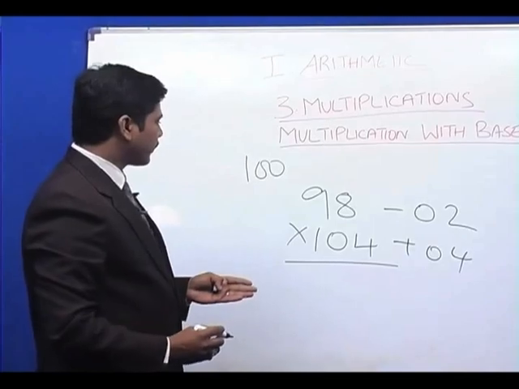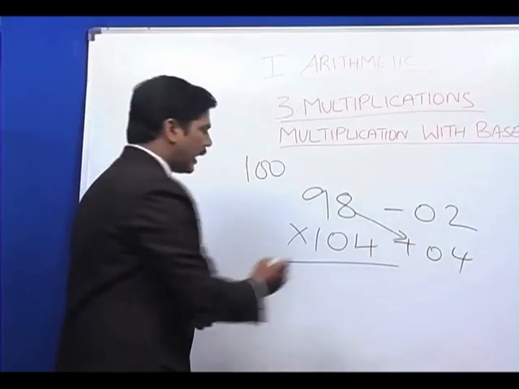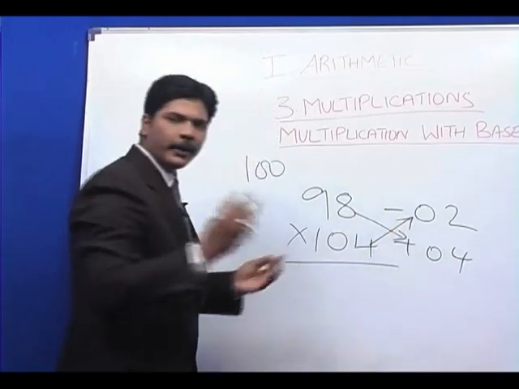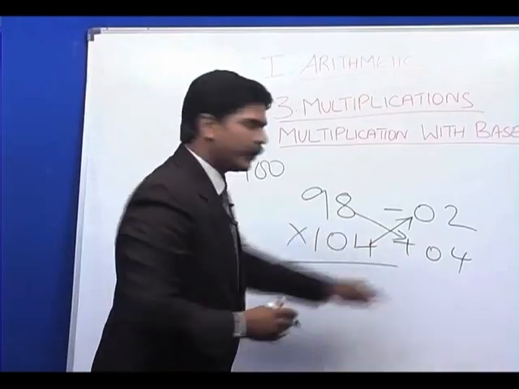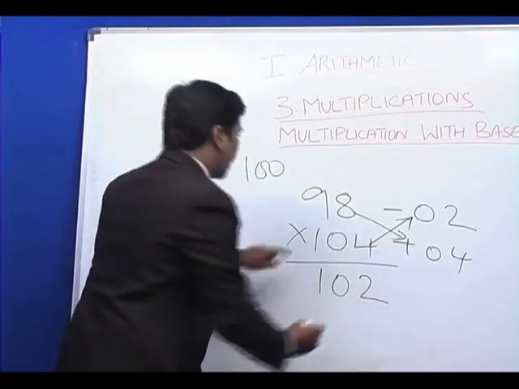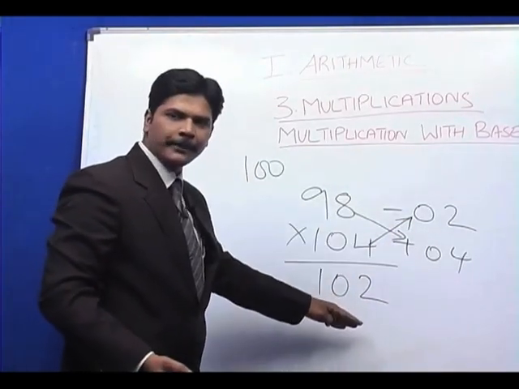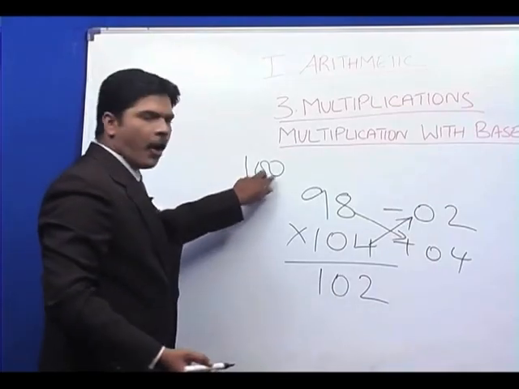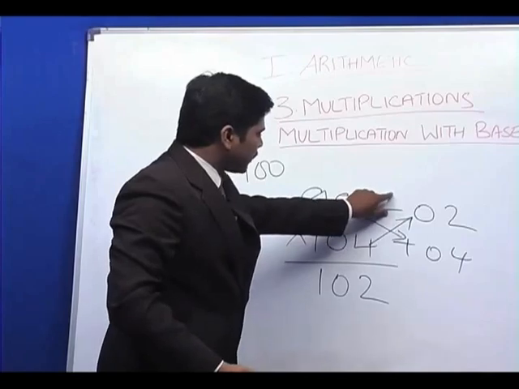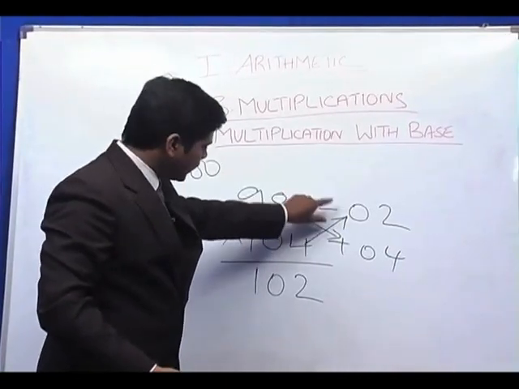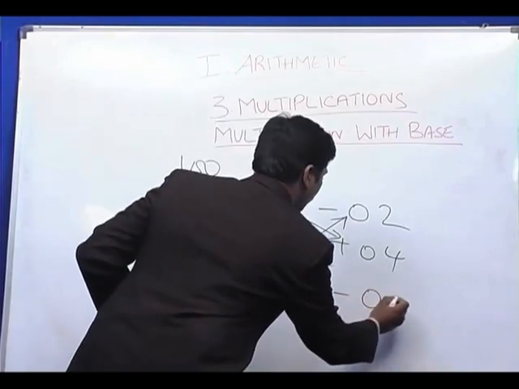Got it? Now second step is, if you are doing this, you have to add, and if you are doing this, you have to subtract, and the beauty is still you will be getting the same number. See, 98 plus 4, you get 102, or 104 minus 2, you get 102. The number of zeros in the base will tell you how many numbers in the RHS. So minus 2 into plus 4, you get minus 08.